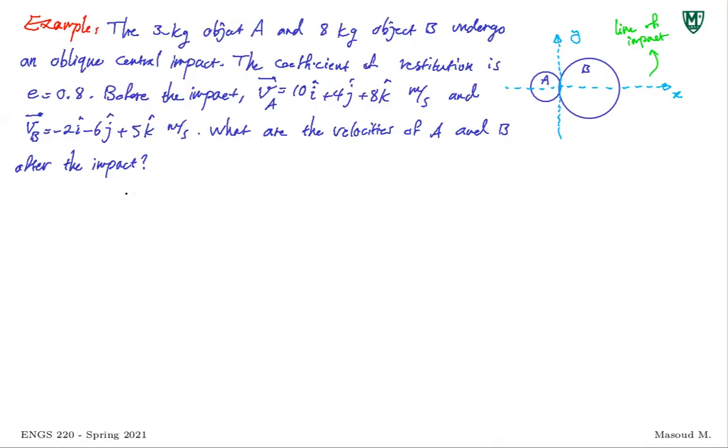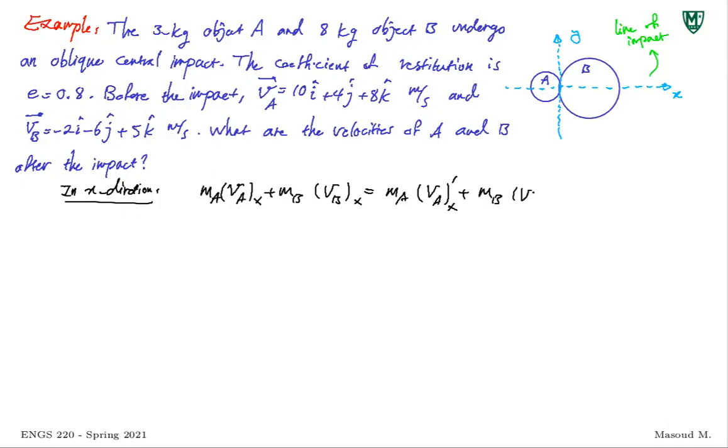All right? So let's write in this direction. In the x direction, you'll say MA VAX plus MB VBX is equal to MA VA'X plus MB VB'X. Oh, let me just put the primes inside. That's what I've been doing. Stick to the same notation.